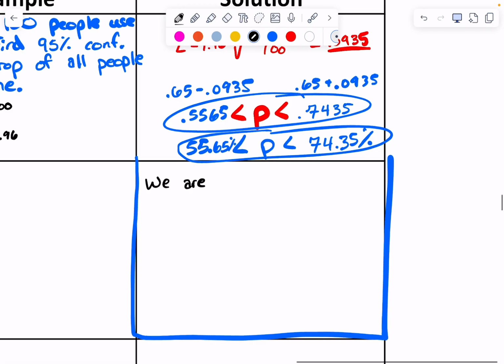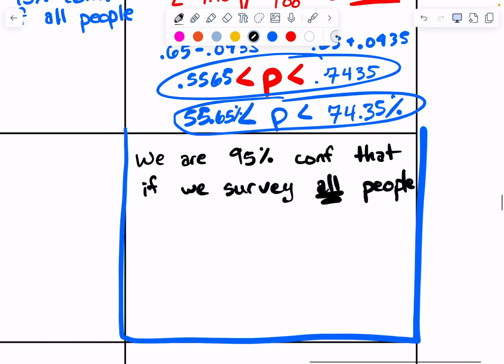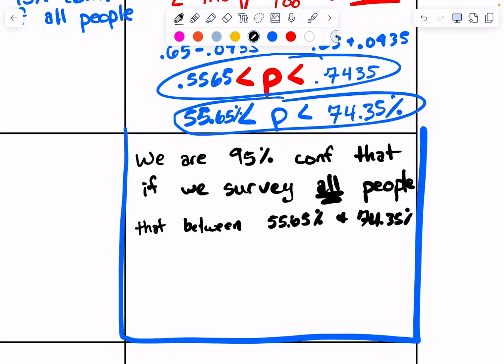Okay, we are 95% confident that if we survey all people, that between 55.65% and 74.35% will be iPhone users.